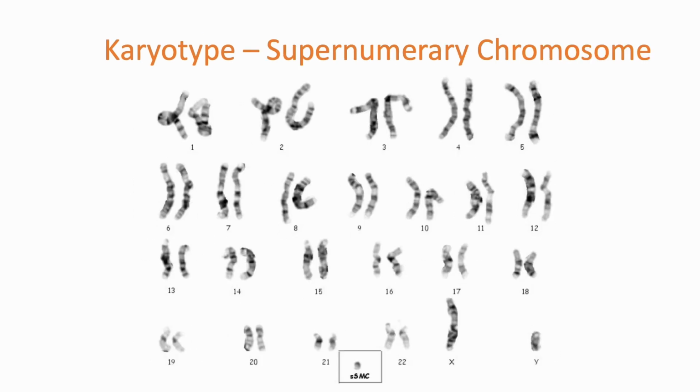In this karyotype, we observe a supernumerary chromosome, which is an extra chromosome beyond the typical count of 46.